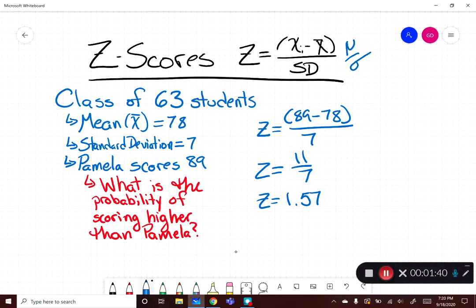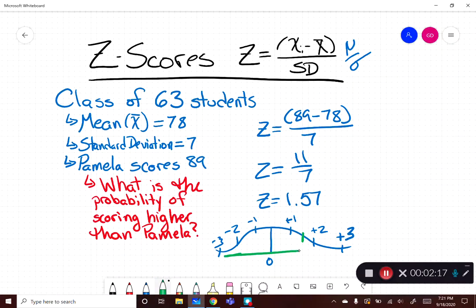So if we're making sense of the normal distribution, and we see something like this, where we have 0 here, 1 and 2 and 3. So we know this is plus 1, minus 1. These are standard deviations. Minus 2, minus 3, plus 2, plus 3. So at this point, we already know that Pam's score is 1.57 standard deviations from the mean. So it's somewhere about in here. So we know that she scored better than this area down here.